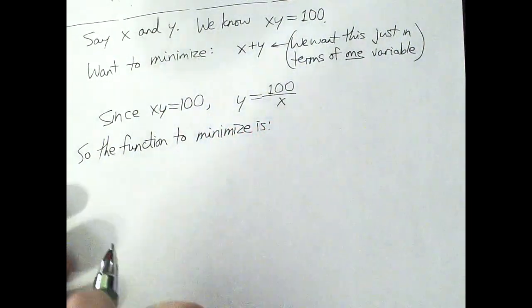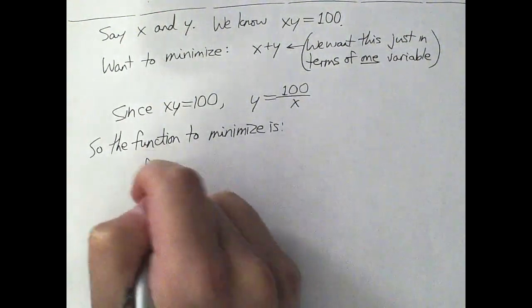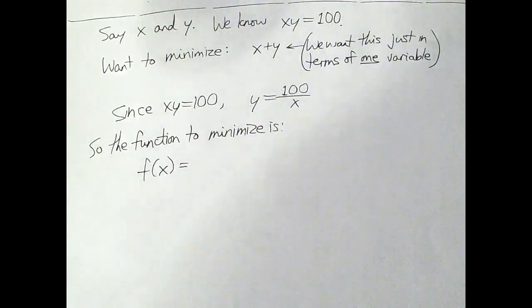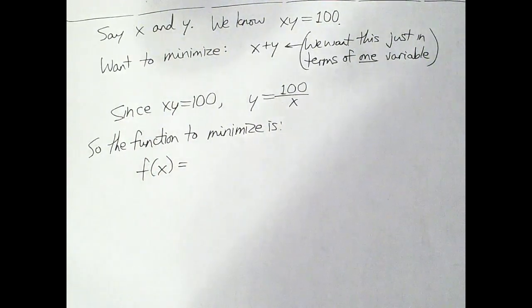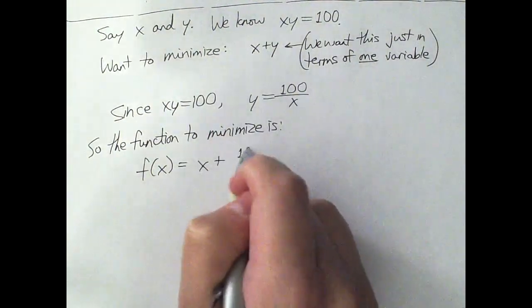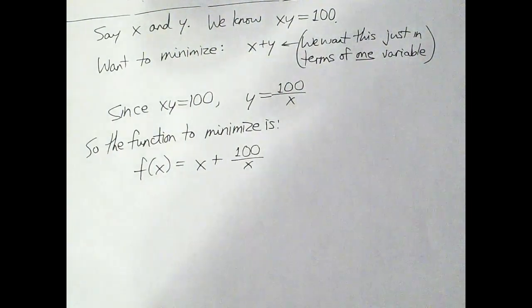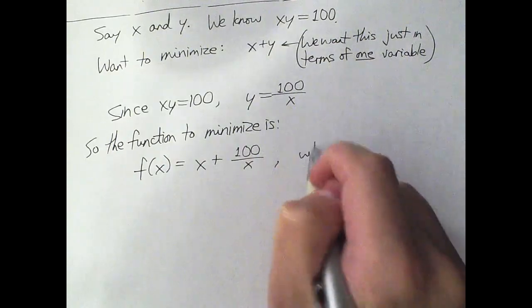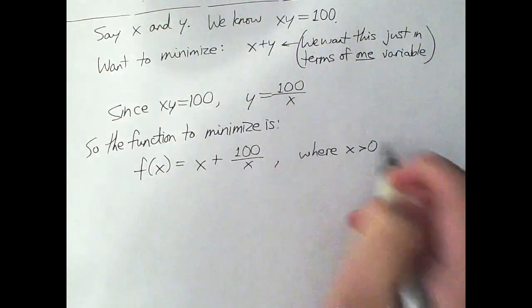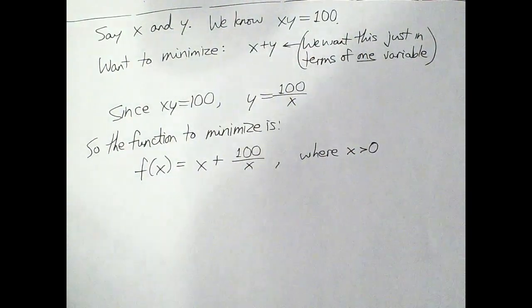is, let's give it a name. I didn't give it a name up above. I mean, it's a sum. Do you want to call it s? We could call it s. I actually, on my page, this time I called it f of x. Just for old time's sake, let's go with an old-fashioned f of x. Why not? It's x plus y, but we're writing x plus this. It's all in terms of x. I'm going to say where x is positive because the problem told us that x and y are both positive numbers. It says find two positive numbers.